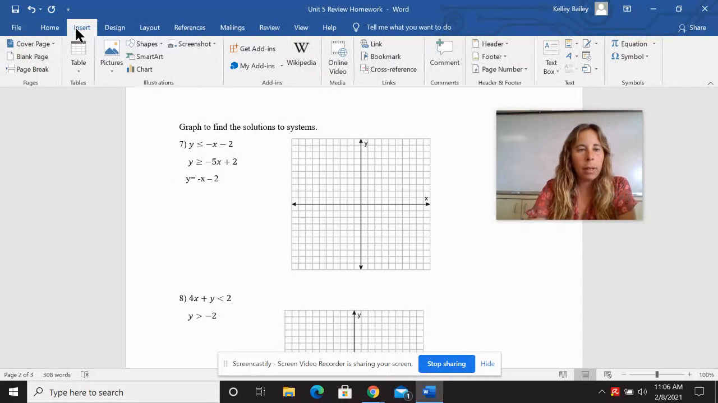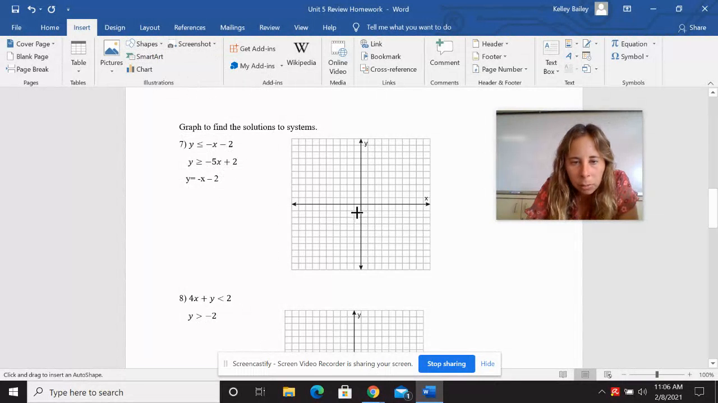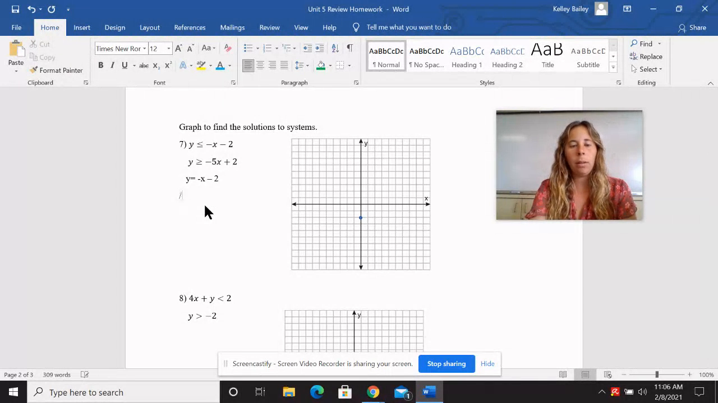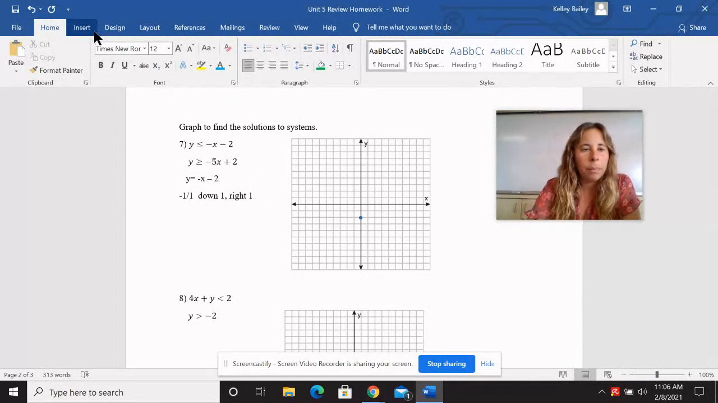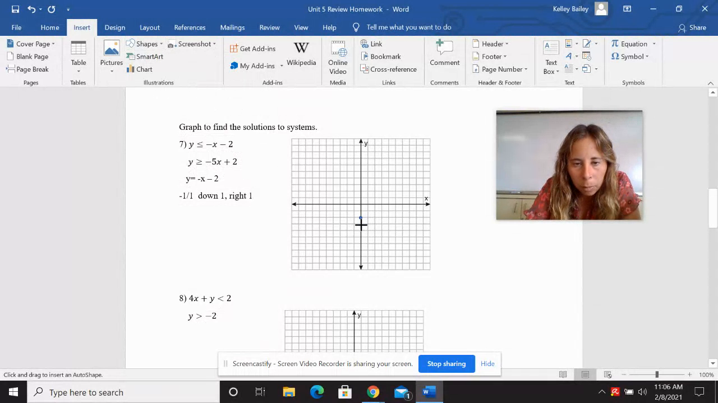So, all right, insert shapes. My y-intercept is -2. Okay, and my slope is -1, which means it's -1 over 1. So we go down 1, right 1. We're going to go down 1, right 1.